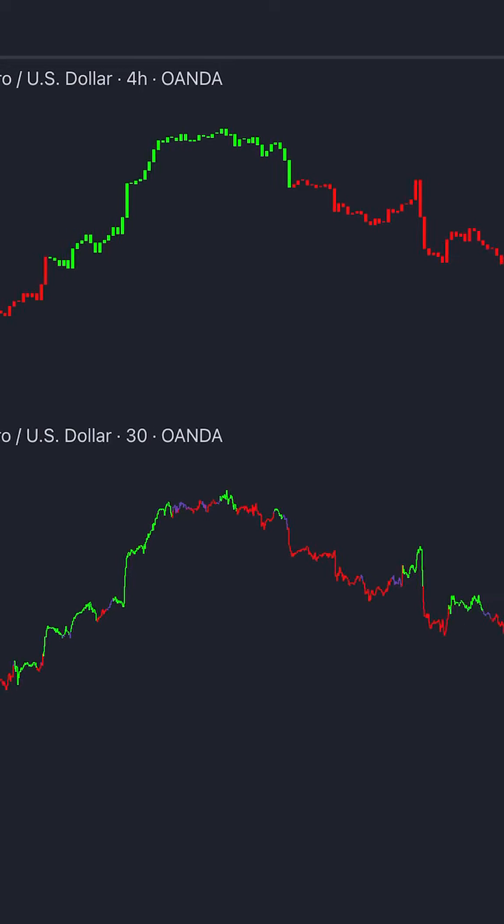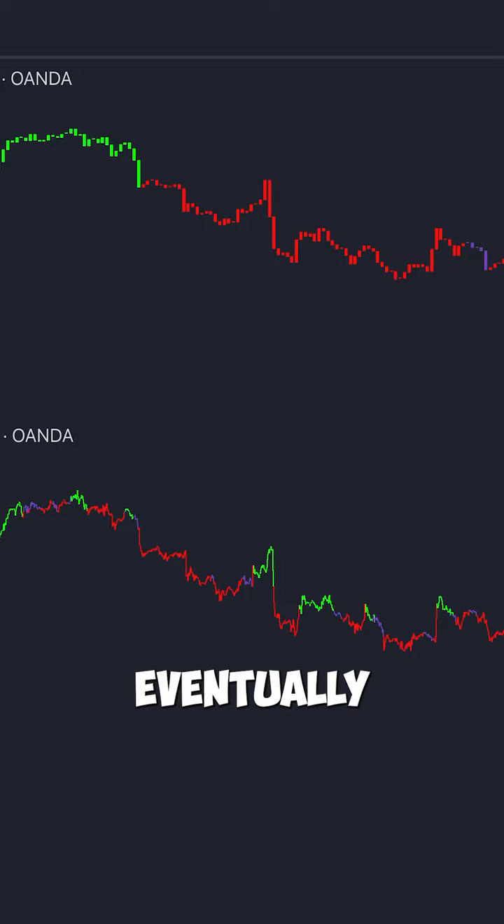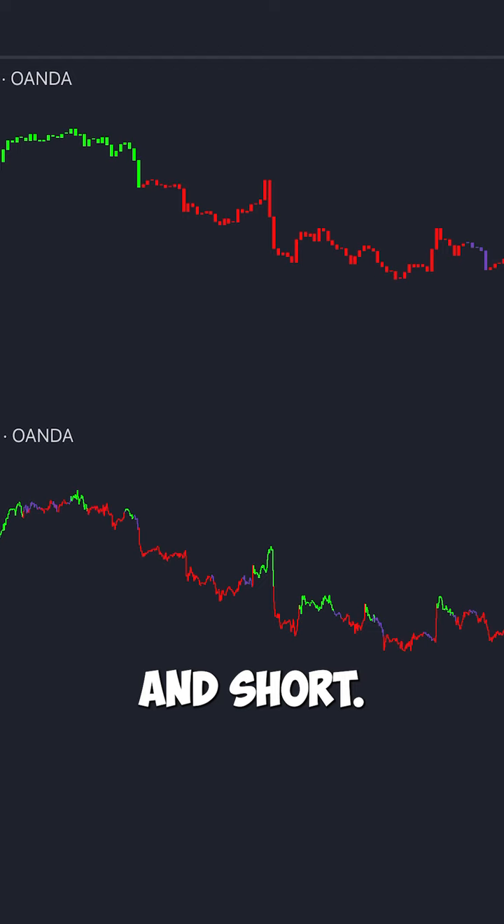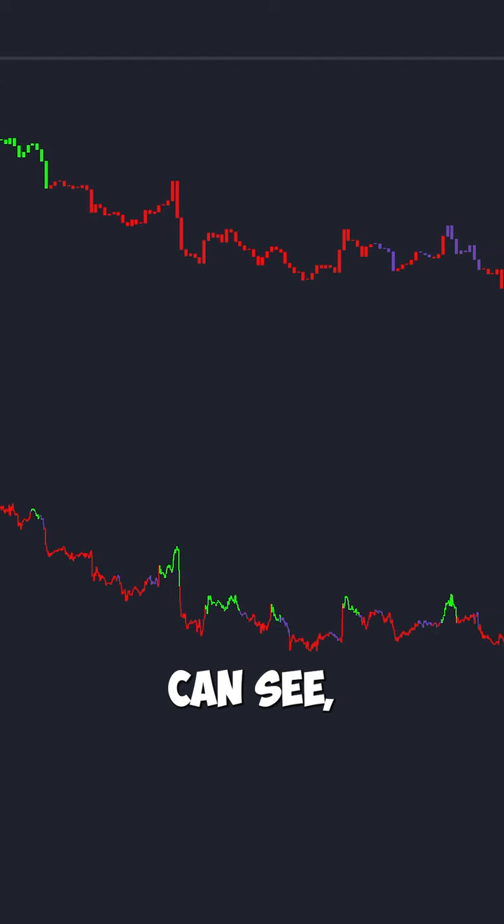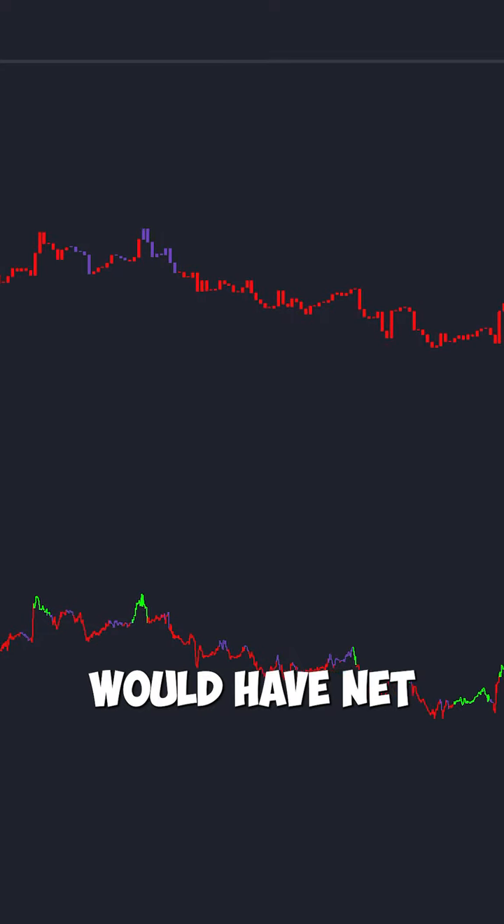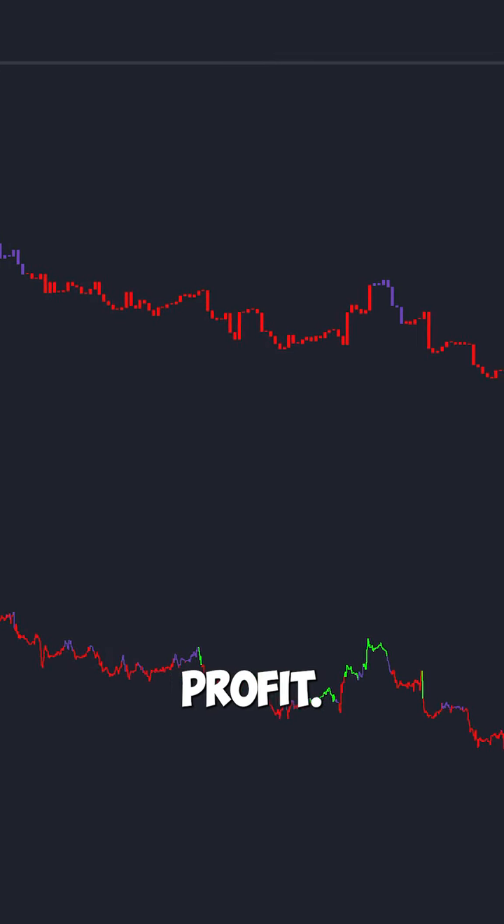If we look further, we can see that eventually, the candle color of the 4-hour time frame turned red. This indicates that a downtrend will occur, and with the additional confirmation that the 30-minute time frame provides, you can be secure with downtrend entry and short. As you can see, a significant long-term downtrend ended up occurring, which would have netted you significant profit.